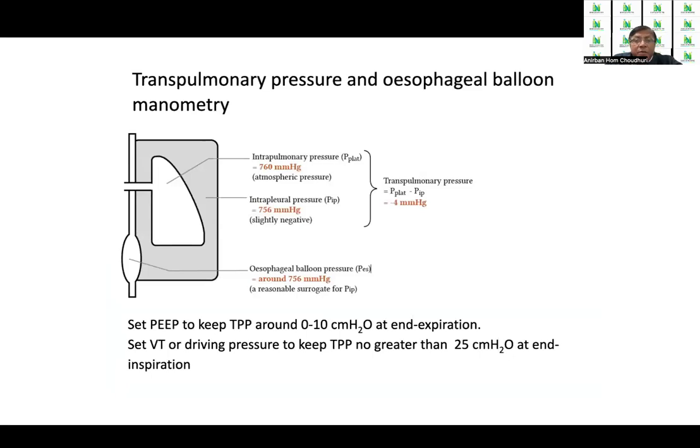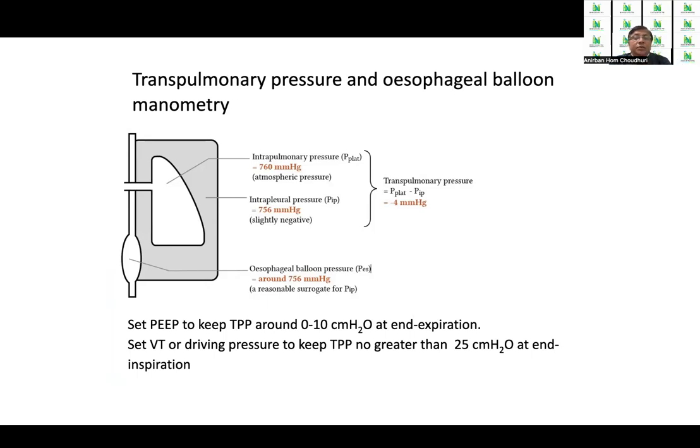Then transpulmonary pressure and esophageal balloon. We know that there is the intrapulmonary pressure or the atmospheric pressure, and the intrapleural pressure, which is slightly negative, and the difference between these two is the transpulmonary pressure. We set the PEEP to keep the transpulmonary pressure at about 0 to 10 centimeters of water at end expiration, and set the tidal volume or the driving pressure to keep the TPP not greater than 25 centimeters of water at end inspiration. So this is how we can measure it.